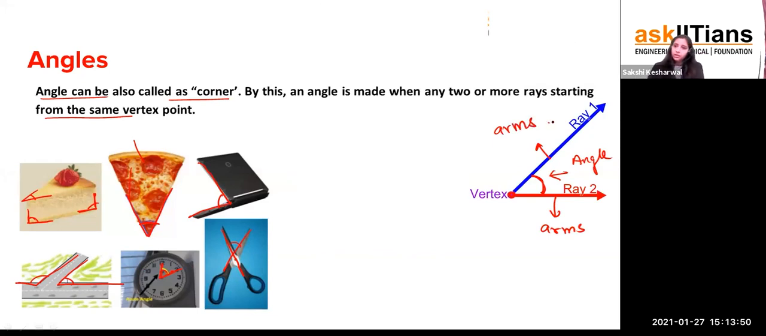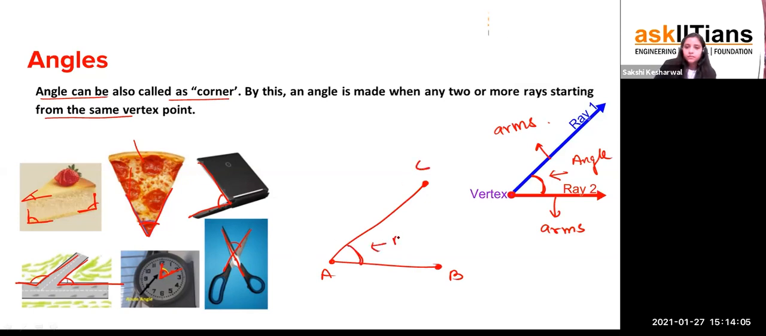So here you can take two rays, you can take two line segments as well. If you take two line segments, this is line segment AB, and this is AC. So this is an angle, right? The angle has a common vertex, and you know how to write the angles and you know what is the interior and the exterior of the angles, right?